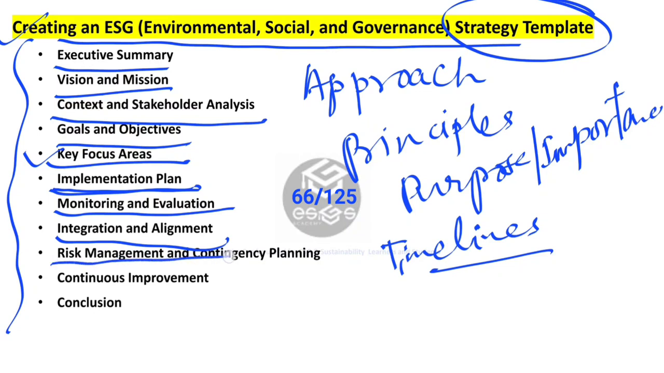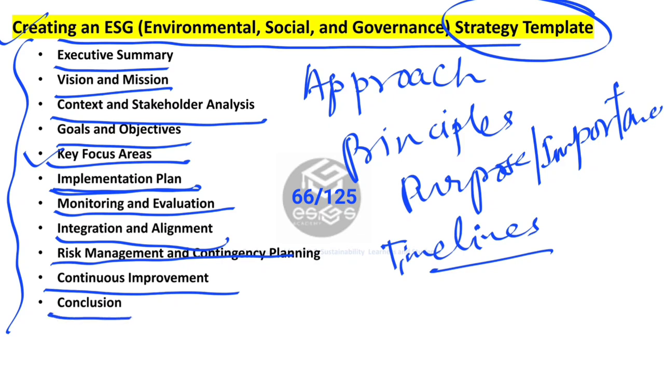Then risk management and contingency planning. In this, we consider identifying the potential risks and challenges associated with ESG implementation. Also, we need to develop contingency plans to mitigate ESG risk and adapt to changes in the ESG landscape. Next comes continuous improvement. As I said earlier, the commitment to ongoing reviews and enhancement of the ESG strategy based on feedback, market trends, and stakeholder expectations. Also, foster a culture of innovation and sustainability within the organization.